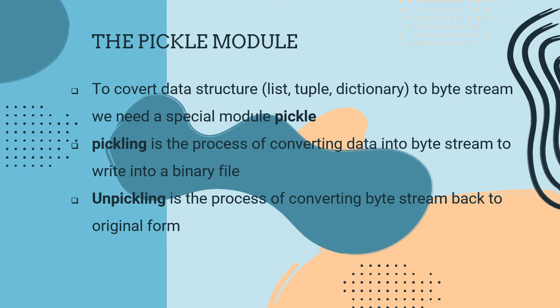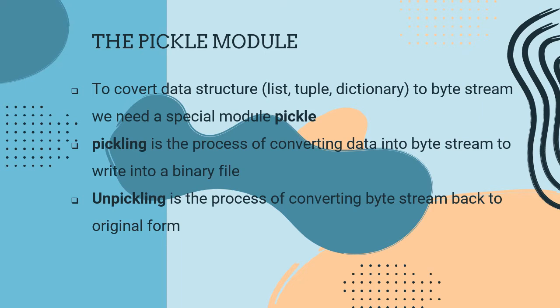Every piece of textual information, maybe a table, maybe a set of characters only, has to be converted into a byte stream, that is zeros and ones, before we write that information into a binary file. So pickling is the process of converting data in textual form into a byte stream, zeros and ones. Then unpickling is just the opposite of the pickling process.